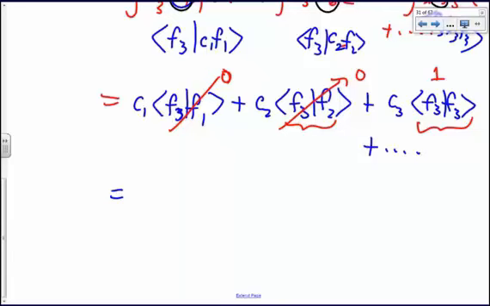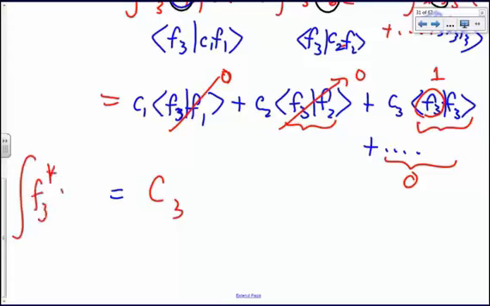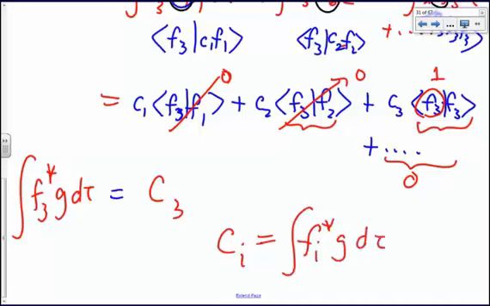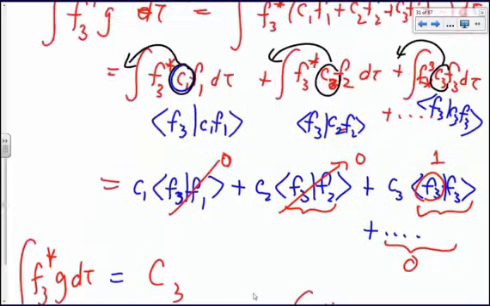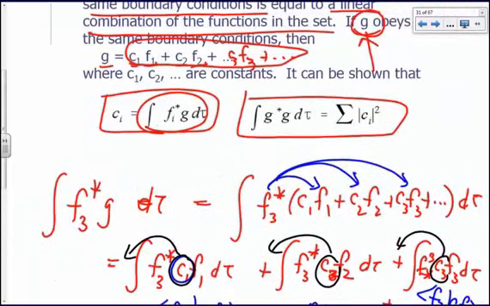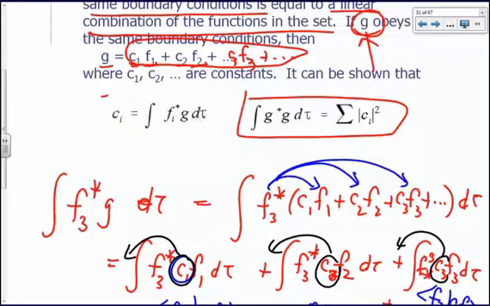So what do you think these extra additional terms are going to be? 0, because F3, we say, is orthogonal to all the other functions. So what's the only constant that's left? C3. So we've shown that C3 is equal to the integral of F3 star G d tau. In general, C sub i would be the integral of F sub i star G d tau. And that's what we're saying right here.